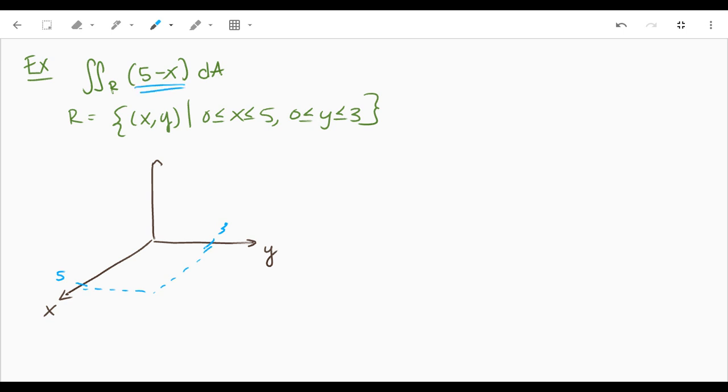Okay, so when x is 5, we have a height of 0. Notice it doesn't depend on y at all. It's linear. Okay, z equals 5 minus x. So in the xz plane, we just have a line, right? When x is 5, z is 0. When x is 0, z is 5. This is what it would look like in that plane.